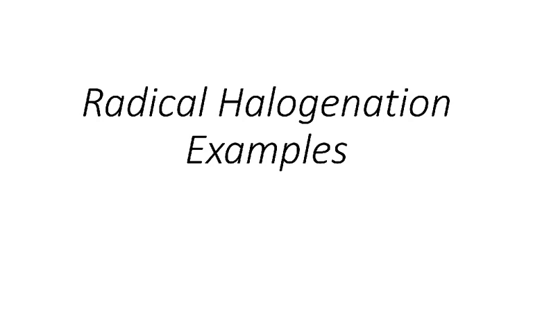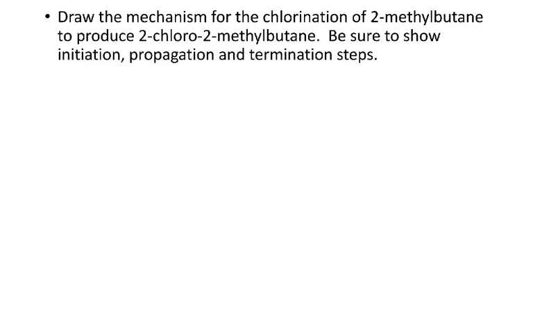Okay, in the two previous videos, we talked about radical halogenation of alkanes and alkenes, and now we're going to look at some specific examples. All right, so the first thing we're asked to do is to draw the mechanism for the chlorination of 2-methylbutane to produce 2-chloro-2-methylbutane. And then we're told to be sure to include the initiation, propagation, and termination steps. So let's see what our reactants and products look like first.